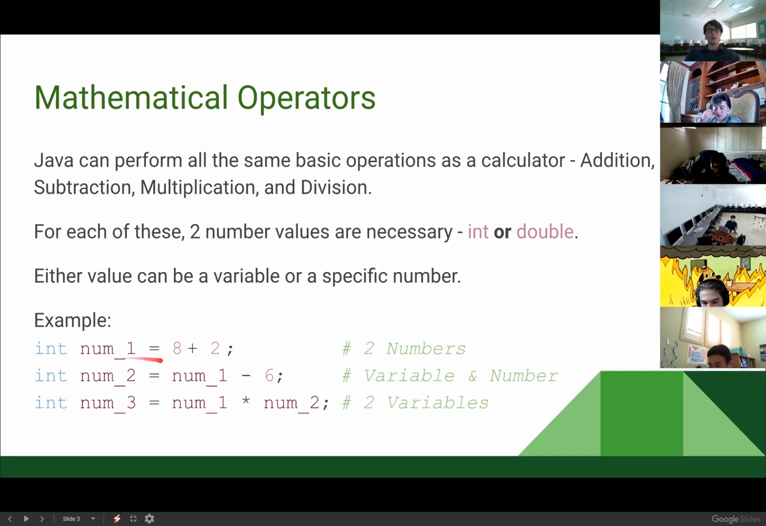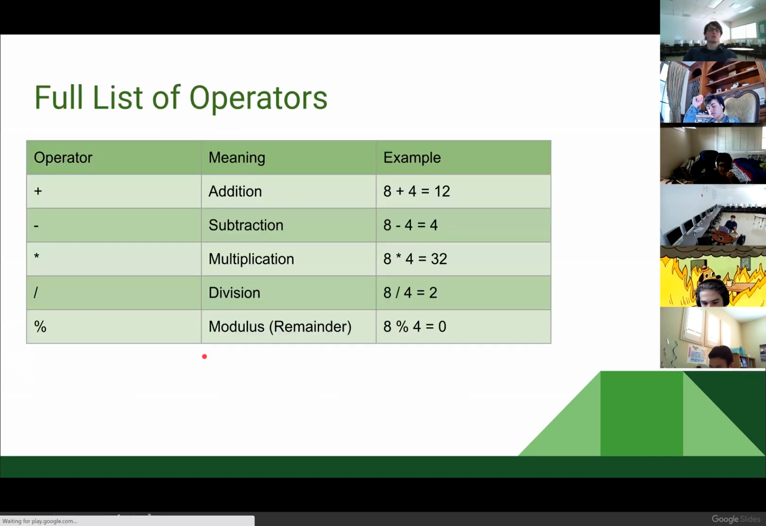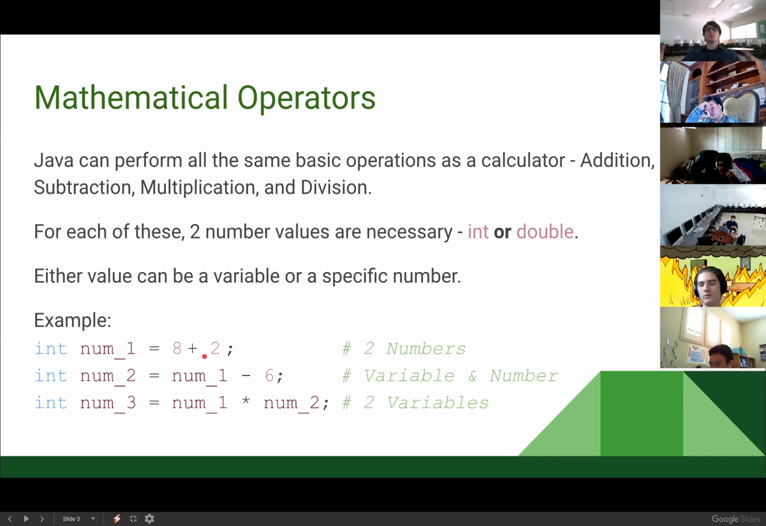So my num1 is going to be 8 plus 2. I have two hard-coded numbers, and those are called literals. A literal is just when I have a hard-coded number, or any hard-coded value that the programmer types in.